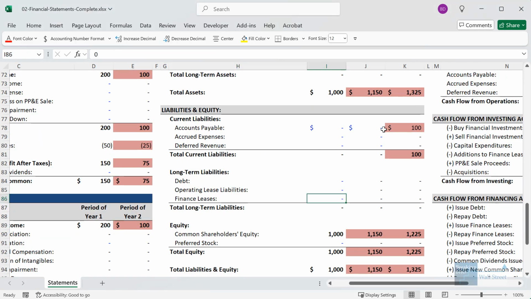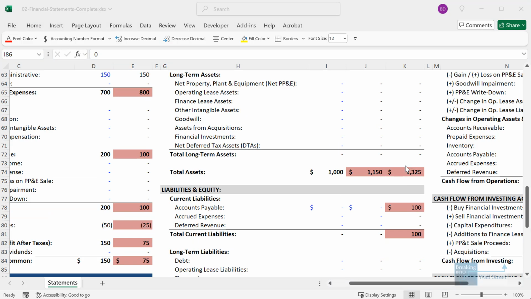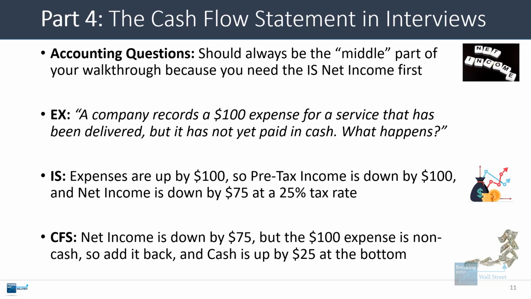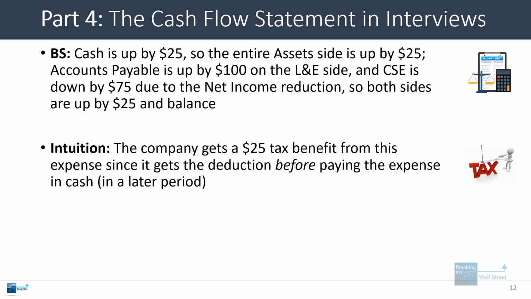And then on the other side, accounts payable is up by 100, and common shareholders' equity is actually down by 75 since it started at 1,300. So the liabilities and equity side is up by 25, the asset side is up by 25, and both sides remain in balance.